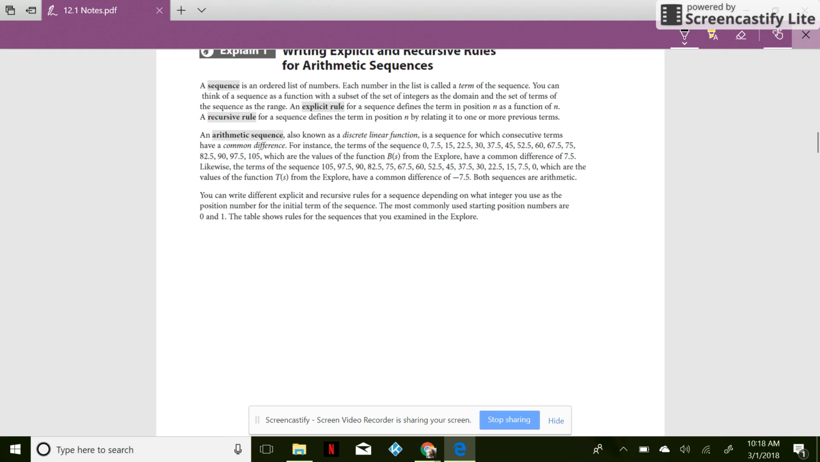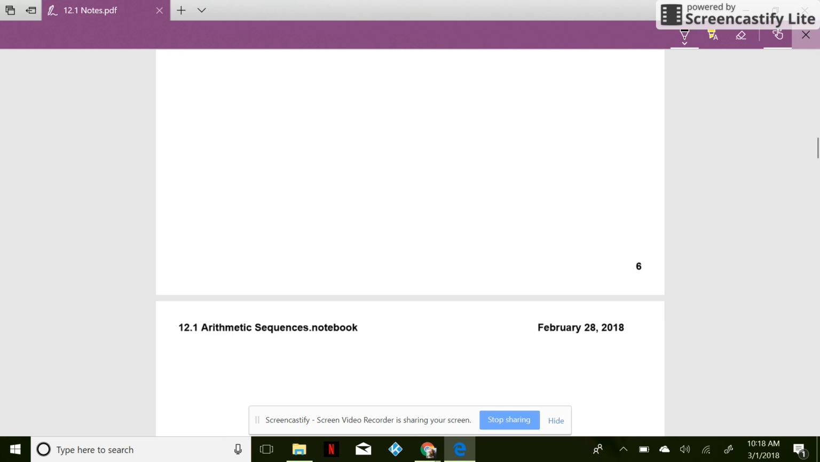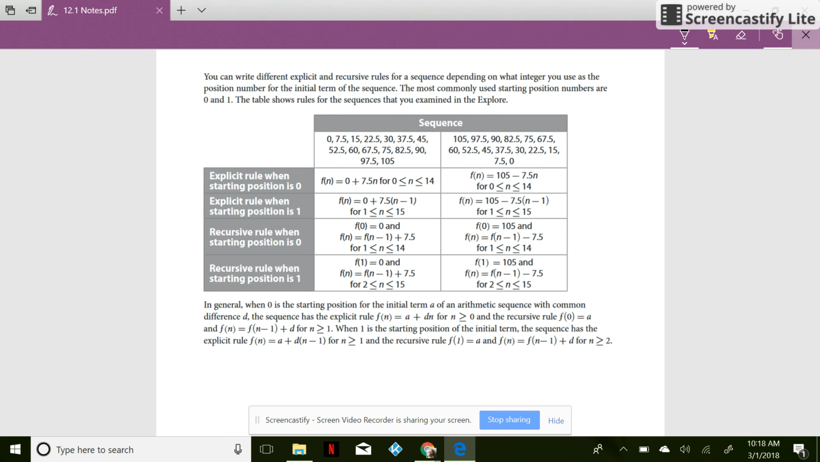You can write different explicit and recursive rules for a sequence depending on what integer you use as the position for the initial term of the sequence. So normally we start at either position 0 or at position 1. So this table shows the different rules we can have for the given sequences. And then we'll apply these in more general here down in the paragraph at the bottom.